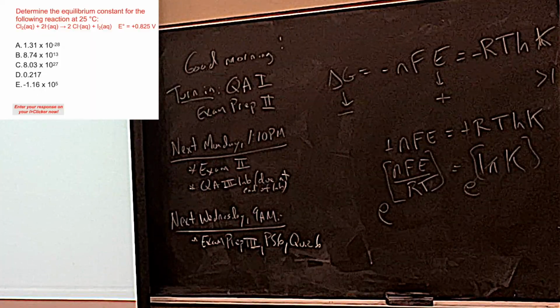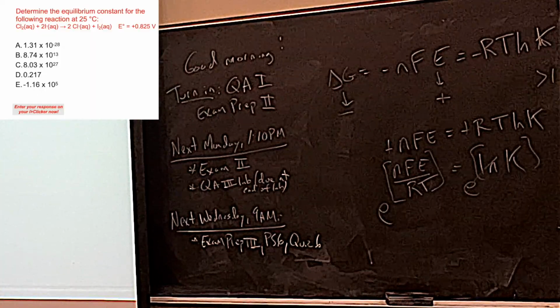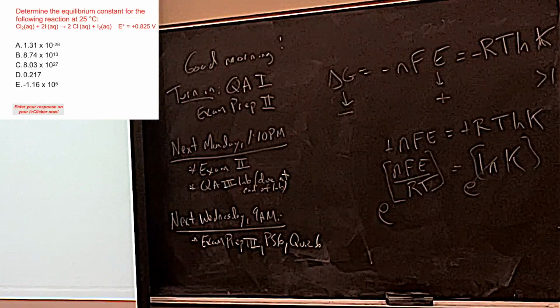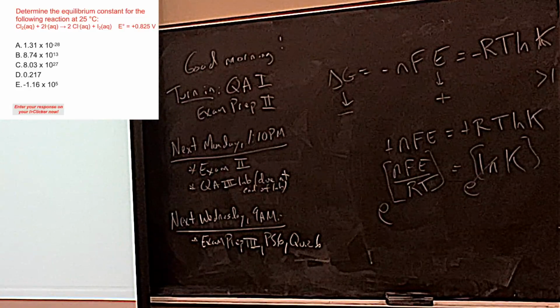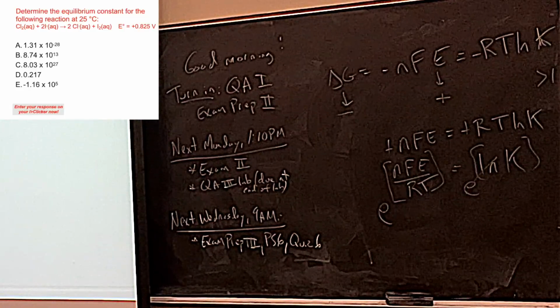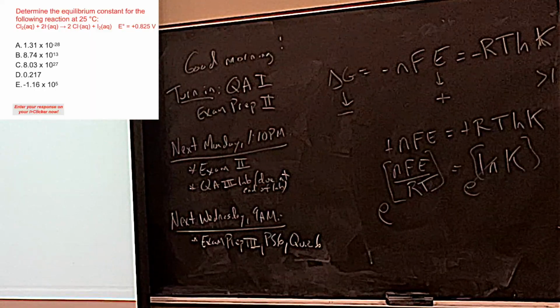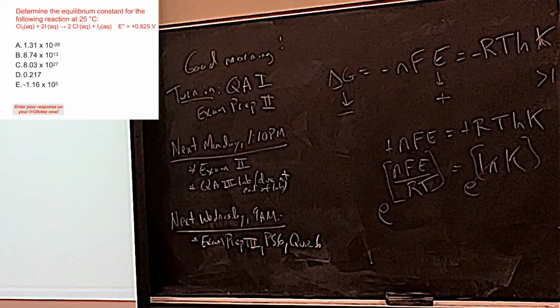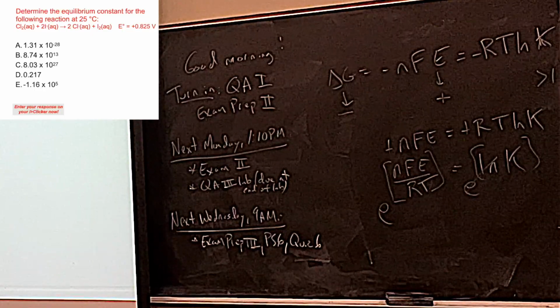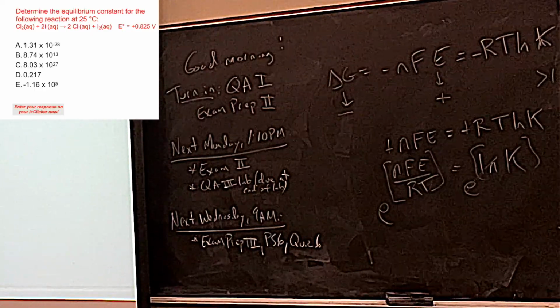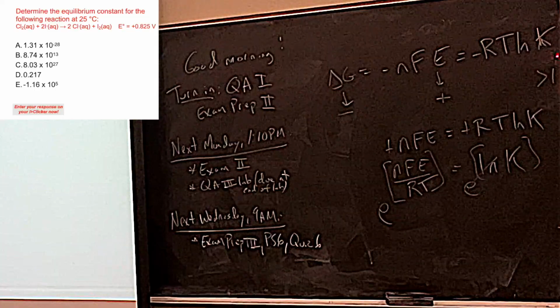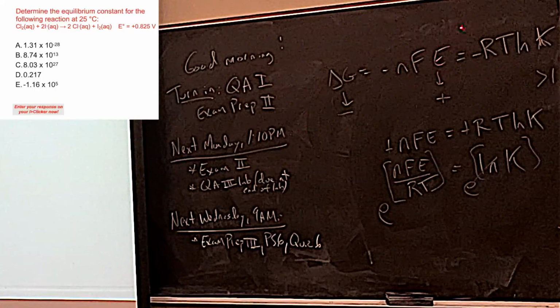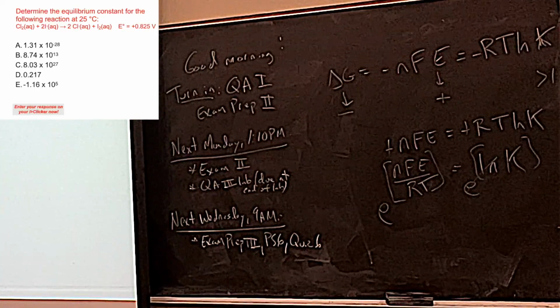So if you look at these answers, it's not going to be A because that K is less than 1. It's not going to be D because that K is less than 1. And equilibrium constants are never negative, so E is just silly. So it's going to be B or C. That's kind of what it comes down to. And to knock this out, you want to solve for K. n, F, E, and RT are all things you need.